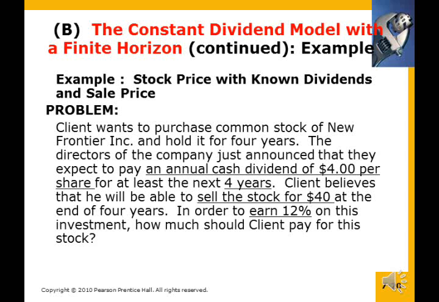First, he will hold this common stock for 4 years. So I have a finite horizon, which is 4, right? Then the dividends: it says the directors announce that the cash flow dividends are 4 per share. So he specified a dividend of 4 per share for at least the next 4 years, equal for the 4 years. So my dividend is constant. So constant dividends plus finite horizon. So I will apply the second model in this problem.